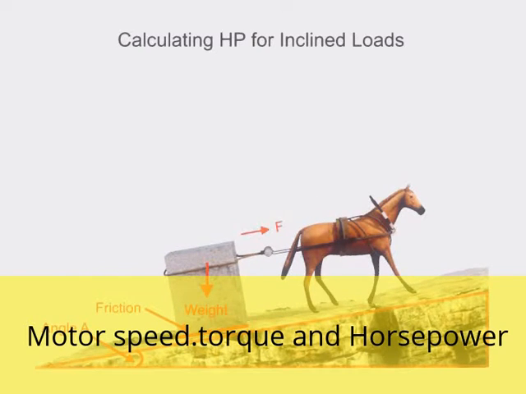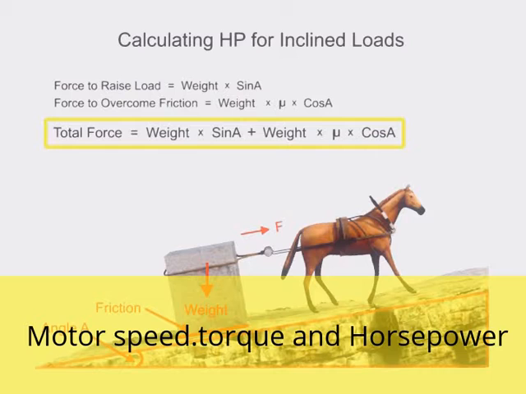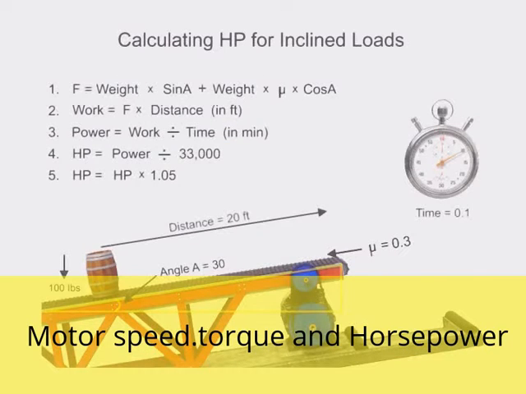If the distance to be traveled isn't on a horizontal surface, the angle of the surface must be taken into account. To determine the total force required, we must add the force required to raise the load to a higher elevation with the force required to overcome the friction. The total force is equal to the weight times sine A plus the weight times the coefficient of friction times cosine A. Once these two forces are combined, we can continue with the same steps used previously to calculate the size of the motor required.